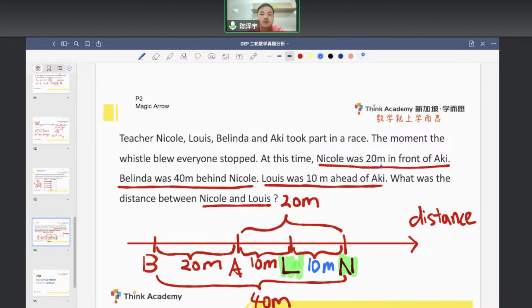So the question can be quite long-winded and very confusing. But if you use this method, the magic arrow, it will be very clear to see who is in front of who and how much in front. Very systematic.